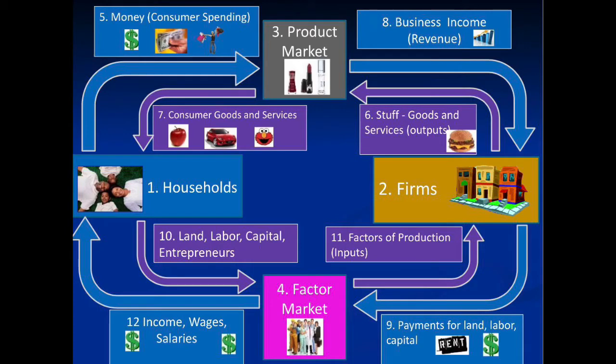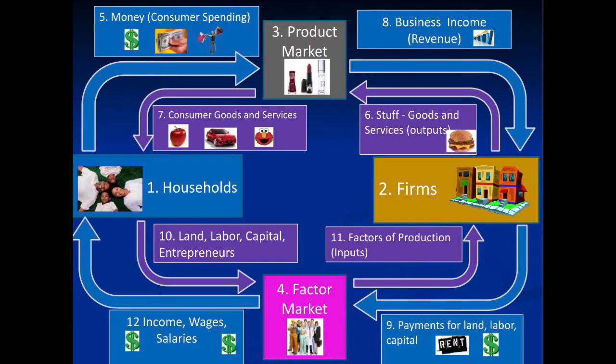The two markets that these two groups communicate in are the product market and the factor market. The product market is where the households go to buy stuff and the businesses go to sell stuff. The factor market is where the households go to sell their labor and the businesses go to hire. Okay, so let's look at the circular flow and how the flow of money is represented on this diagram.